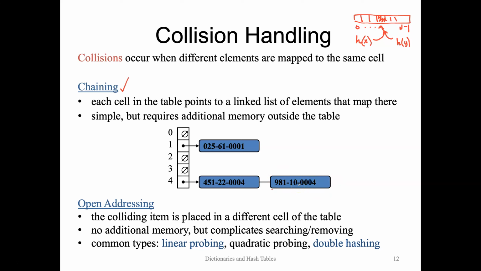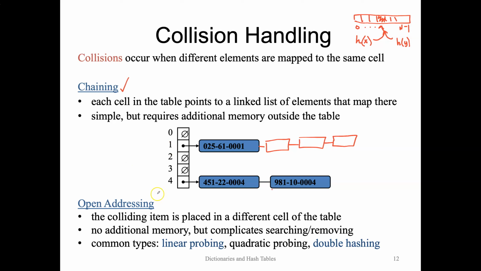So when we encounter a collision, we handle it with chaining by creating a chain of all of those items that have the same hash value. If we get another item which has the hash value 0001, we just add it to the end of this list. And if we get another one, we add it to the end of the list, and so forth. So that's how we would handle collisions using chaining. The downside of this is that it requires extra memory outside of the table. We have our table of n elements, but then each cell stores a list, so this requires some extra memory.